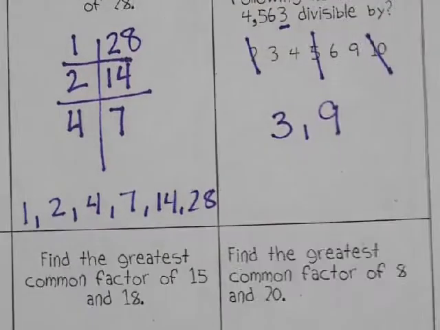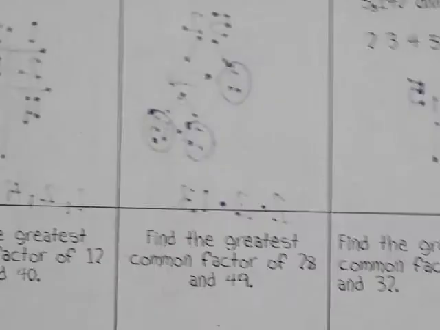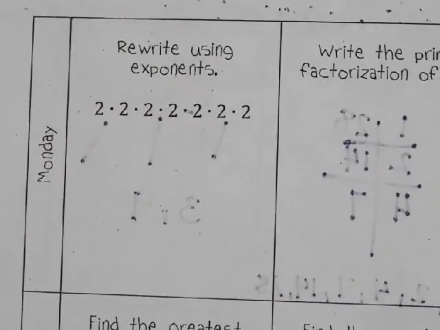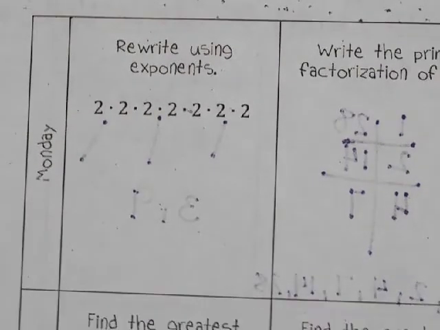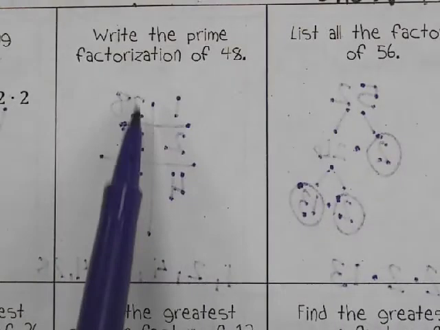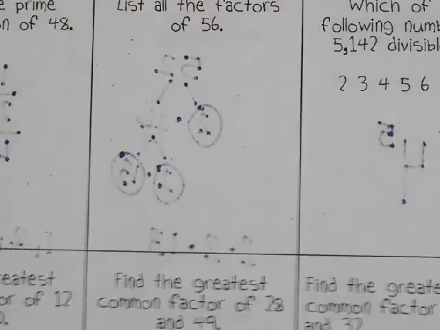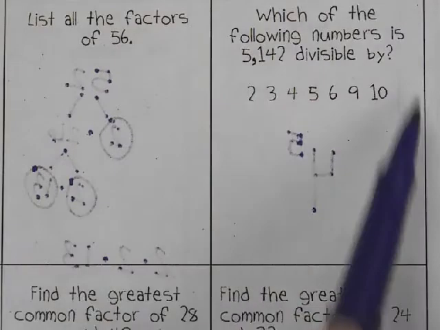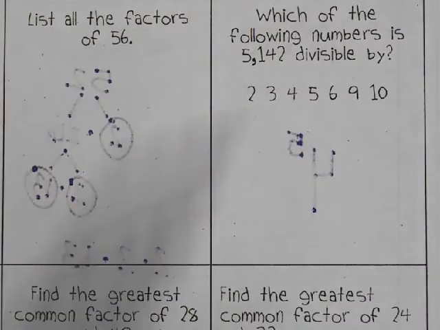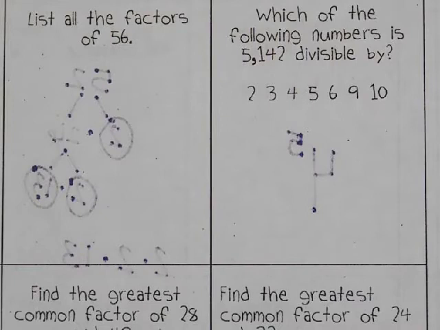Let's take a look at your homework really quickly. So notice on the back side of your homework, again, you're rewriting using exponents. You're doing a factor tree for 48. You're listing all the factors of 56, and then just do your best with this, and we'll go over this one as well once you come back to class about the divisibility.